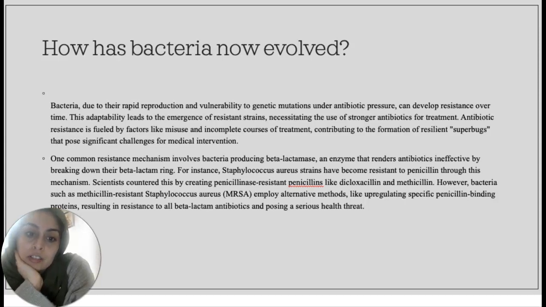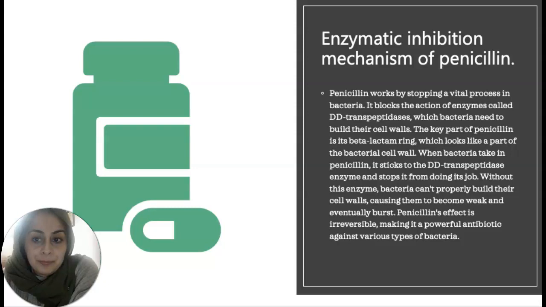However, bacteria such as methicillin-resistant Staphylococcus aureus employ an alternative method, like upregulating specific penicillin-binding proteins, which results in resistance to all beta-lactam antibiotics and poses a serious health threat.